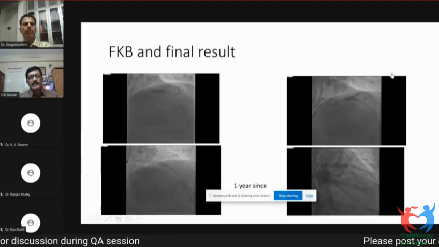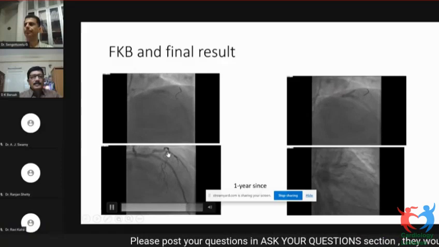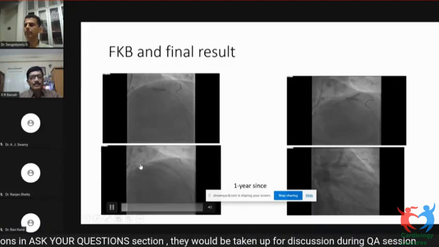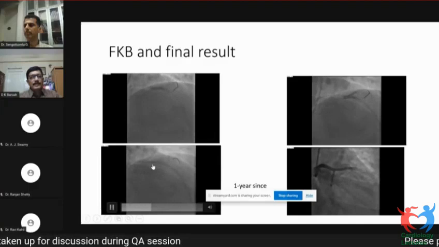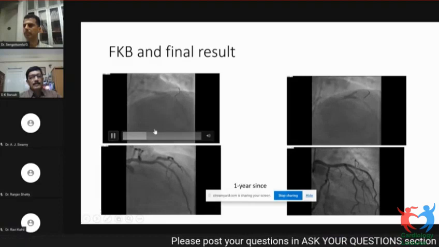And finally, there is an acceptable result, although in the diagonal there is some kind of prolapse of the plaque. There is no obvious dissection, TIMI 3 flow. And I thought this is the time to leave it, beyond doing anything to the diagonal, because already multiple, a lot of metals are there in this area.